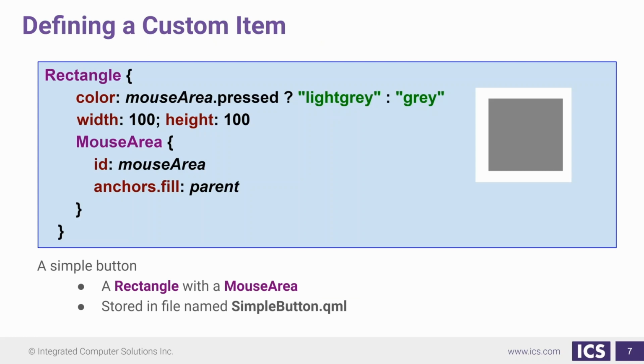So this is going to be our first custom item example. We're going to make this very simple button. To begin, we're going to make a new file, and we're going to name it simplebutton.qml with a capital S and a capital B. And we're going to put this file in the same directory as our main.qml. Now, our simple button is a rectangle and a mouse area. The mouse area fills the rectangle, and the rectangle's color is going to be dependent on whether or not the mouse area is pressed. So if it's pressed, the color is going to be light gray. Otherwise, the color is going to be gray.